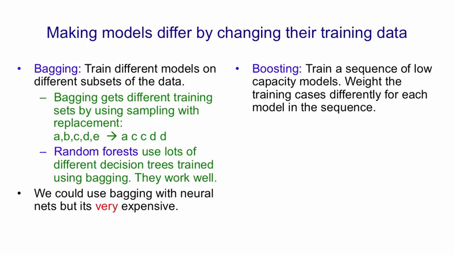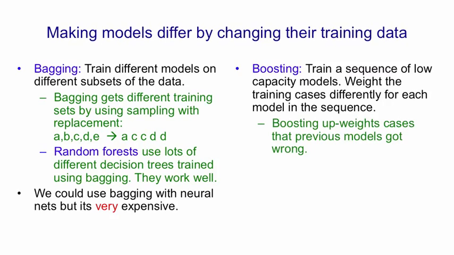Another method for making the training data different is to train each model on the whole training set, but to weight the cases differently. So in boosting we typically use a sequence of fairly low capacity models, and we weight the training cases for each model differently. What we do is we upweight the cases that previous models got wrong, and we downweight the cases that previous models got right. So the next model in the sequence doesn't waste its time trying to model cases that are already correct. It uses its resources to try and deal with the cases the other models are getting wrong.